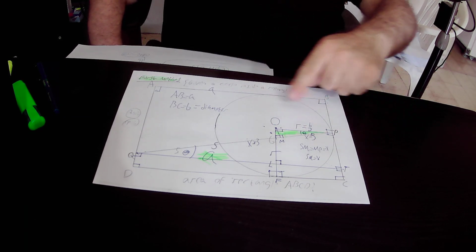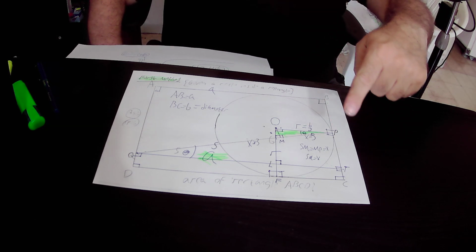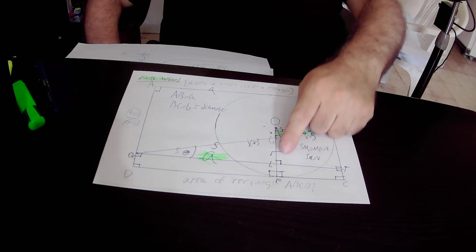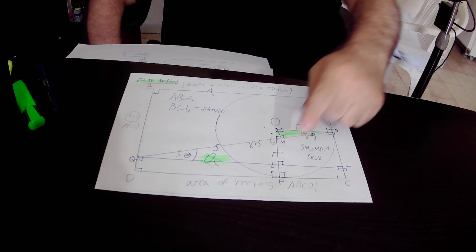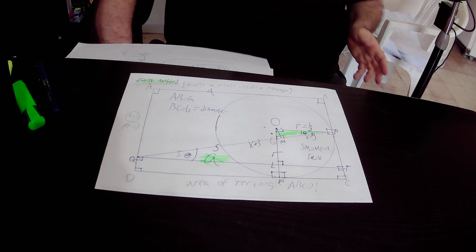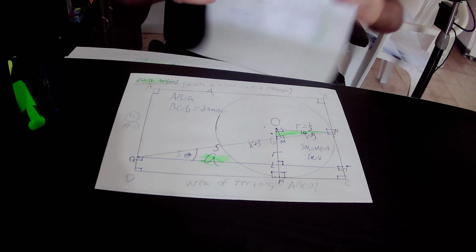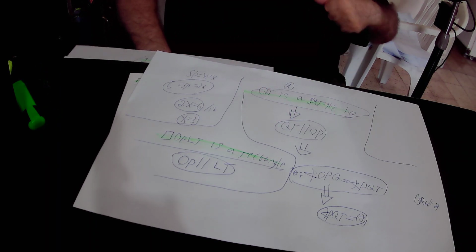Inside quadrilateral OPLT, we have 1, 2, 3 right angles. Therefore, the fourth angle must also equal 90 degrees. Therefore, inside quadrilateral OPLT, we have 4 right angles. Therefore, quadrilateral OPLT is a rectangle. Why? Because it has 4 right angles.